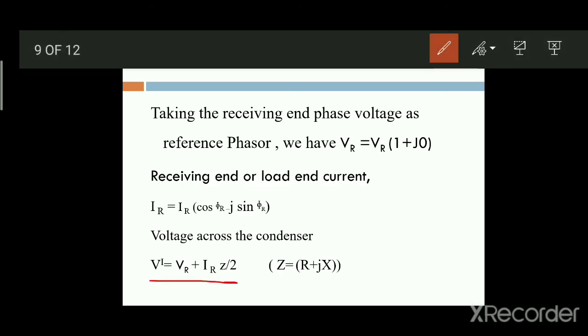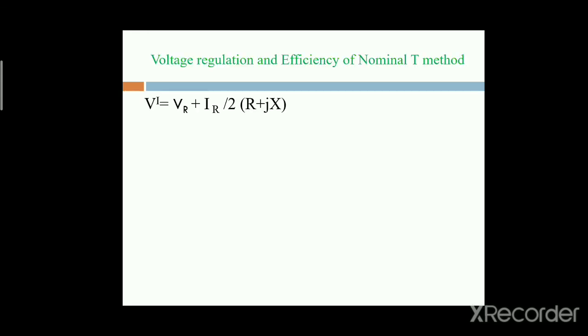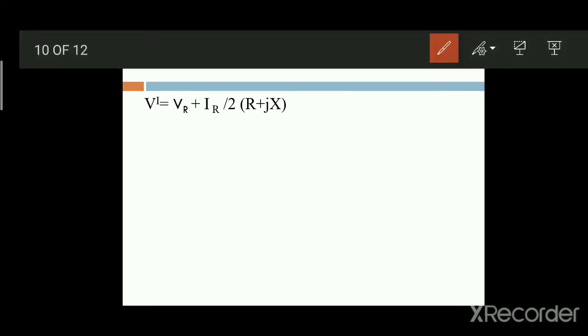That is VR plus IR into Z by 2, where Z is equal to R plus jX. We already know that Z is equal to R plus jX. Then substitute the Z value in this equation, and V dash is equal to VR plus IR by 2 into Z, that is IR by 2 into R plus jX.